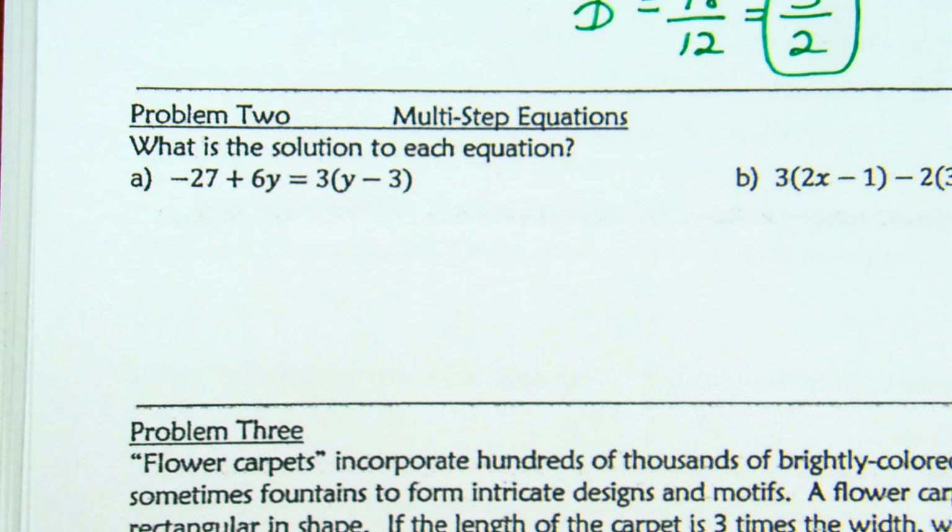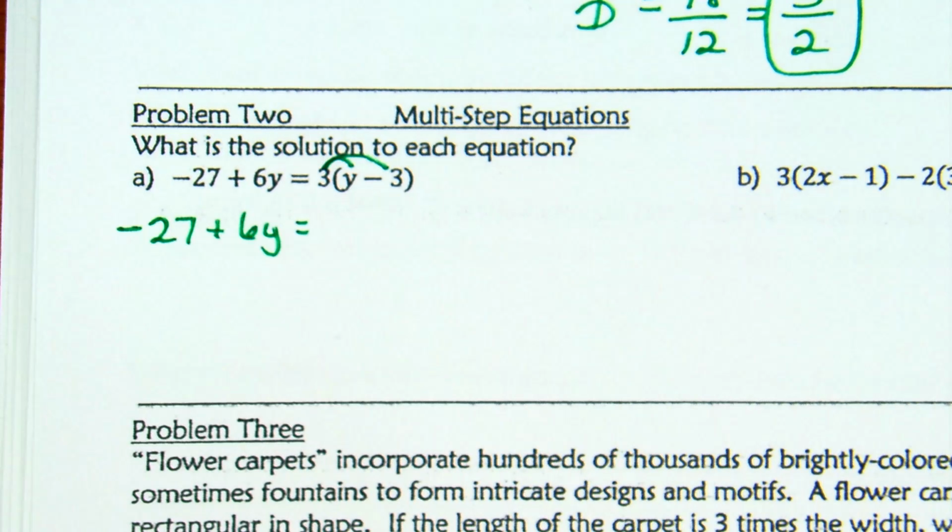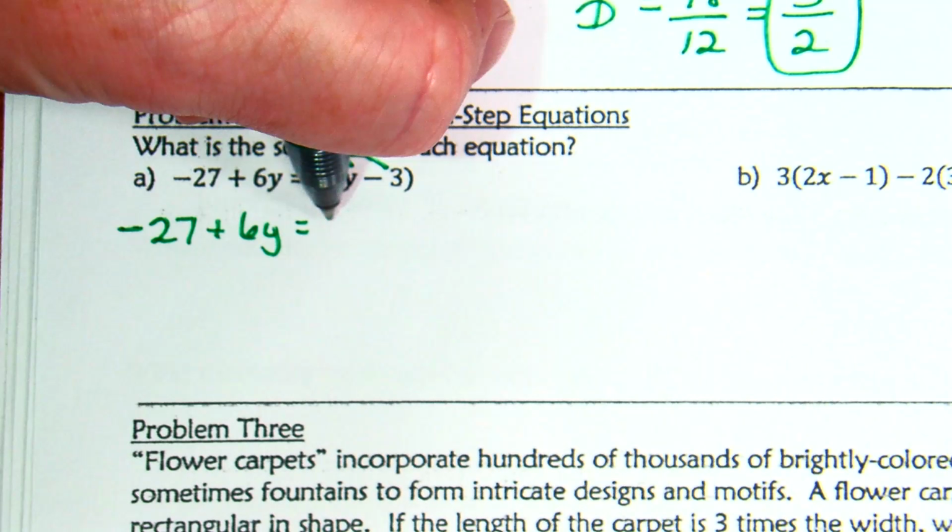So negative 27 plus 6y, I just carried down. On the right, when I distribute the 3, what is 3 times y minus 3? 3y minus 9. So you see those parentheses. Make sure you distribute. Okay. What's the direction we can take next?